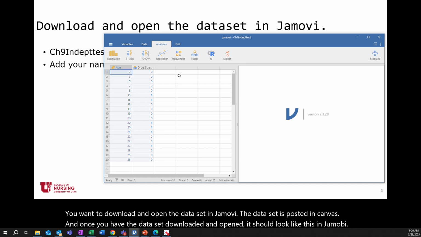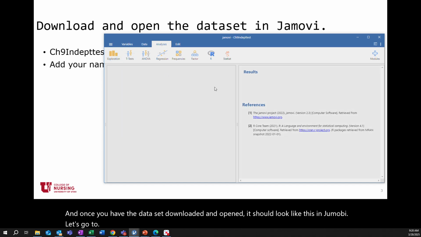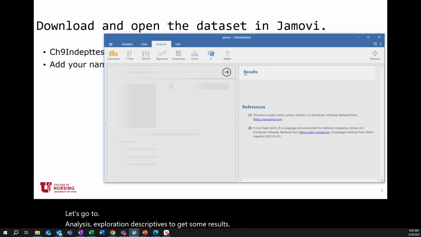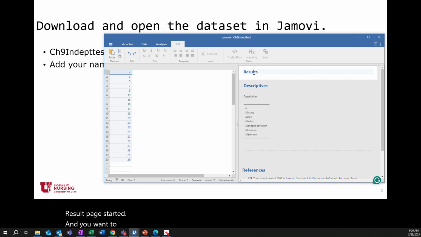Let's go to Analyses, Exploration, Descriptives to get some results. The results page started. And you want to click in the results and add your name to the top of the page.